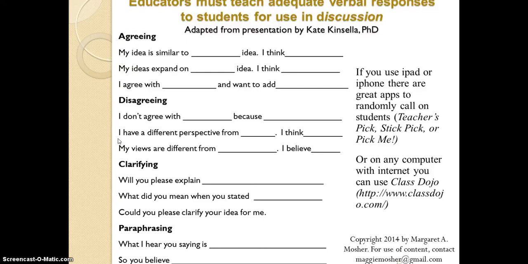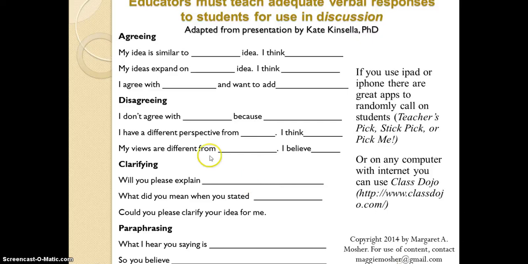And if they agree with the person, they could say something similar to, my idea is similar to Charles's. I think that we should blah, blah, blah. Or my ideas expand on Teresa's. I think, or I agree with Margaret and want to add something to what she said. Also teaching them it's okay to disagree, but to do that in such a way that you really are stating your version as well as explaining why their perspective may be fine, but you also have a different thought or belief. And then clarifying. Will you please explain why you feel this way?